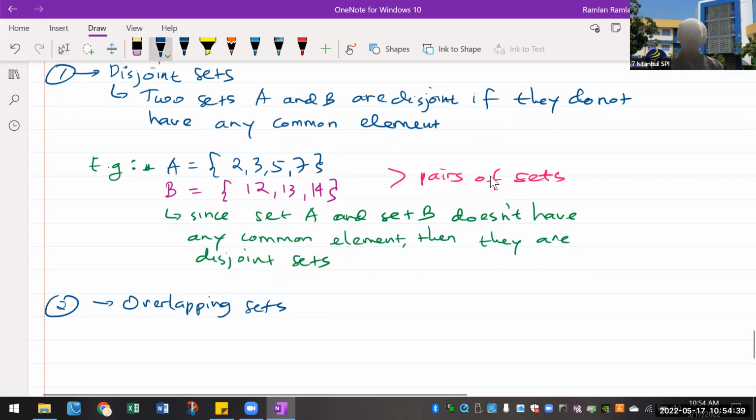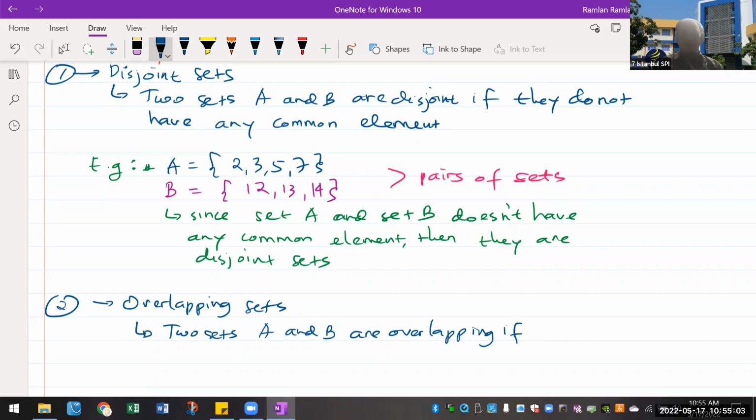Okay. Again, I'm gonna write down the definition. Two sets A and B are overlapping if they have at least one common element.